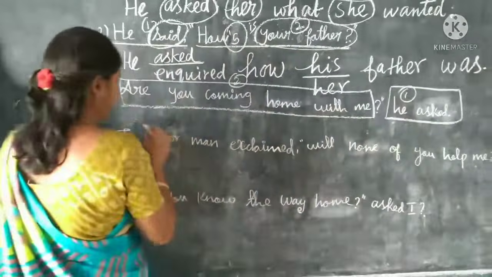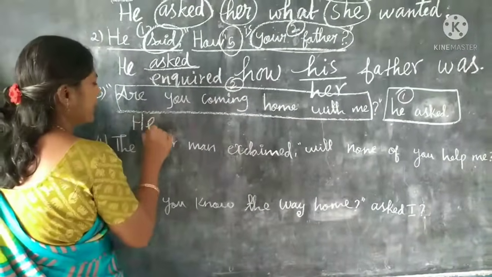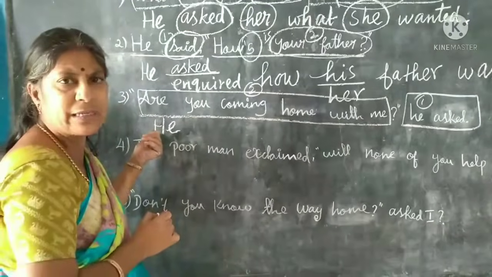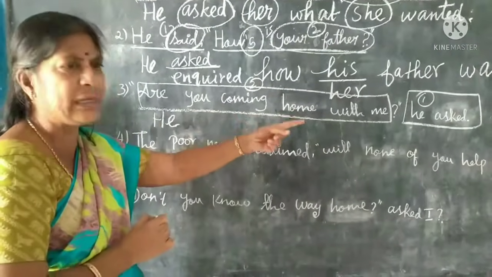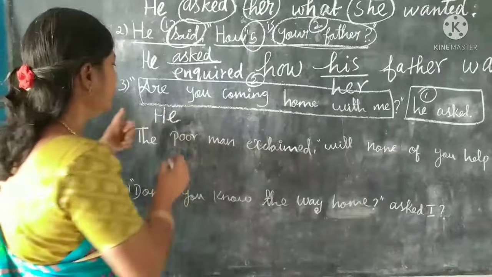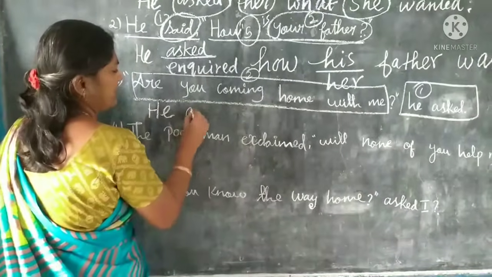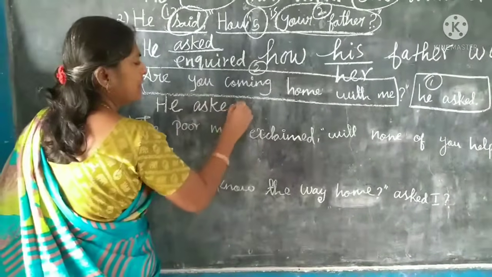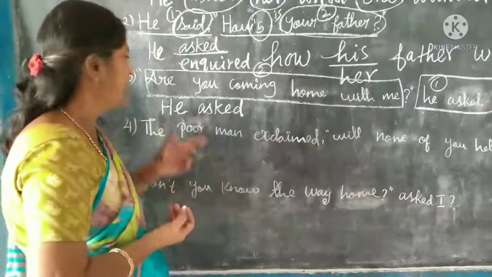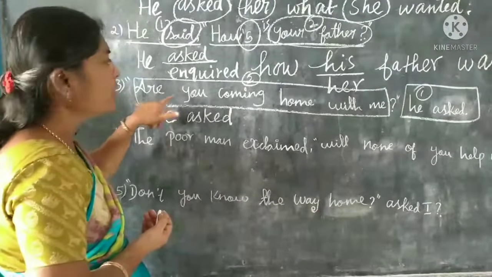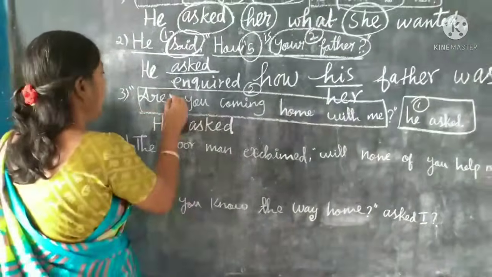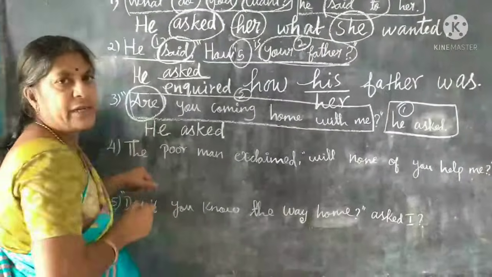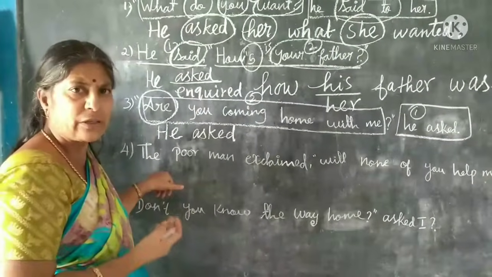Take the first one here. He. The beginning of the sentence should always be in capital letter. So that he, H, I have written as capital H. He asked. He asked whom is not given. But here, are you coming? The verb are. It is a verbal question. It is not a WH question. It is not a how question.